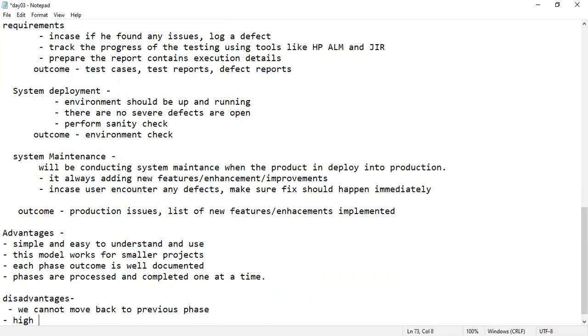High amount of risk is there. High amount of risk involved if the requirements are not clear.